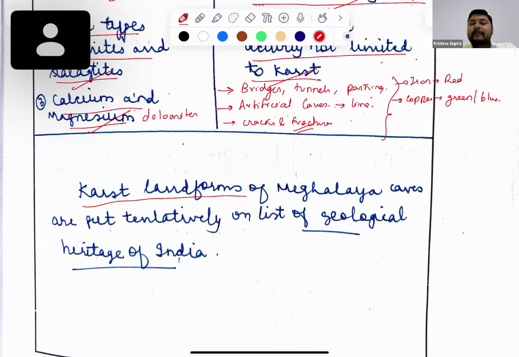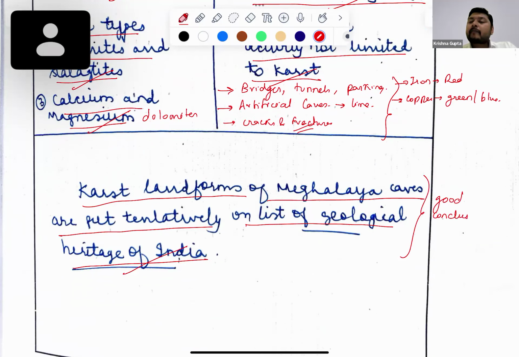Now, karst landforms of Meghalaya caves are put tentatively on the list of geological heritage of India. Okay, it's a very good conclusion. But we can conclude this with respect to the difference between karst and pseudokarst to identify the landforms, which is useful for applied geomorphology. For example, the development of engineering infrastructure specifically requires this applied geomorphology.